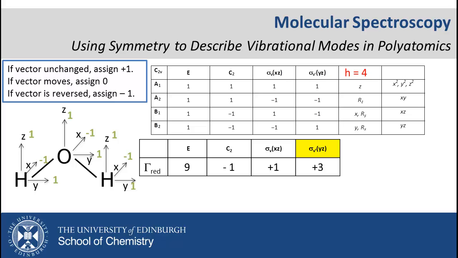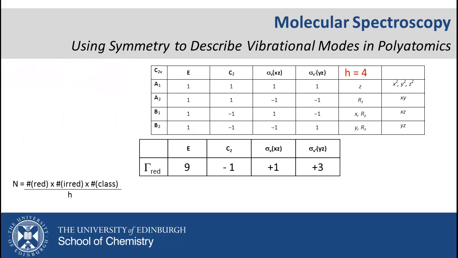Therefore, the reducible representation represents all of the modes of movement for the water molecule. We now need to see what combination of irreducible representations give rise to this reducible representation. This can occasionally be done by eye, but it's easiest to use a simple formulaic approach, which effectively factors out the number of each of the irreducible representations contained in this reducible representation.